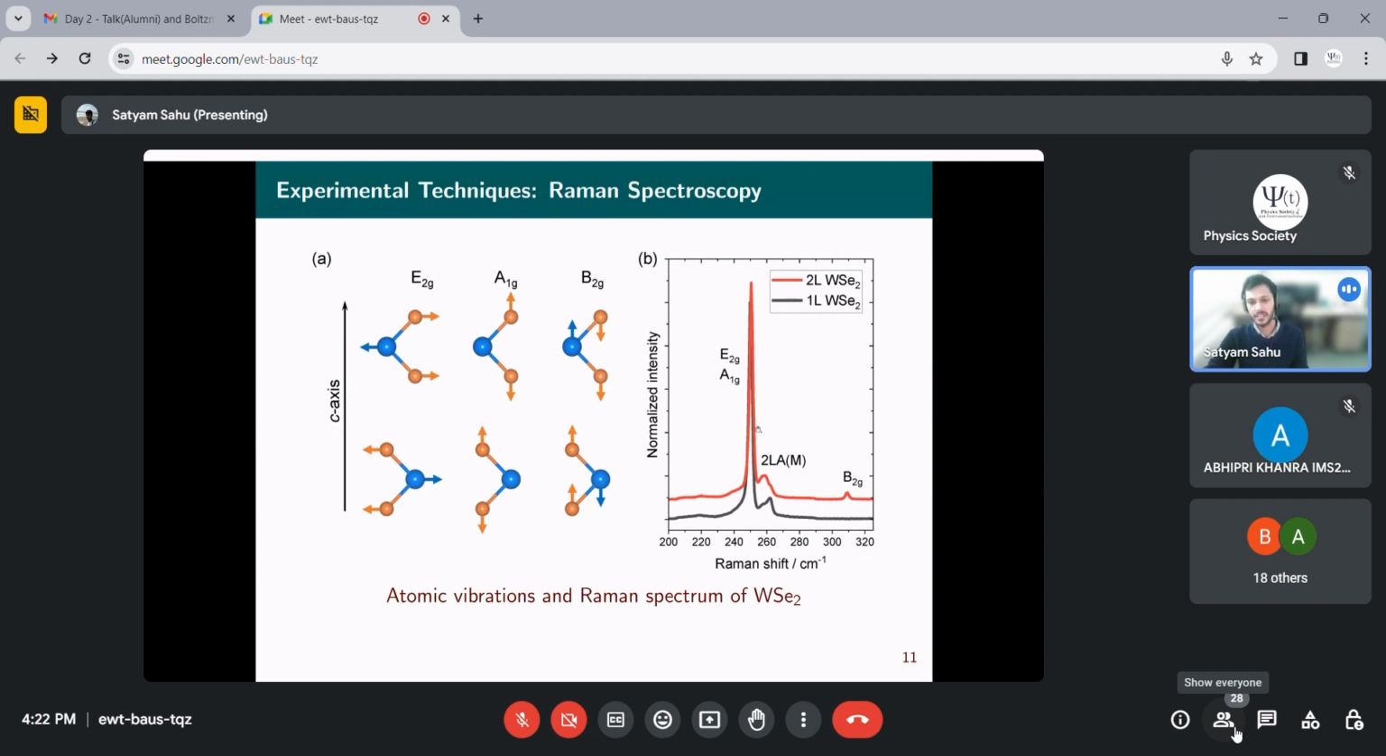The nomenclature is again governed by group theory, so we won't go into the details. But if we just try to see how the atoms vibrate here, you have the selenium atoms, which are orange in color, and then the tungsten atoms, W, which are bluish in color. For the E2G modes, they are vibrating in two different directions. The selenium atoms are going to one side, but tungsten on the other side, which is defined as the E2G mode. Then you have the A1G mode, where the two selenium atoms are going in opposite directions. And similarly, you can define the B2G mode.